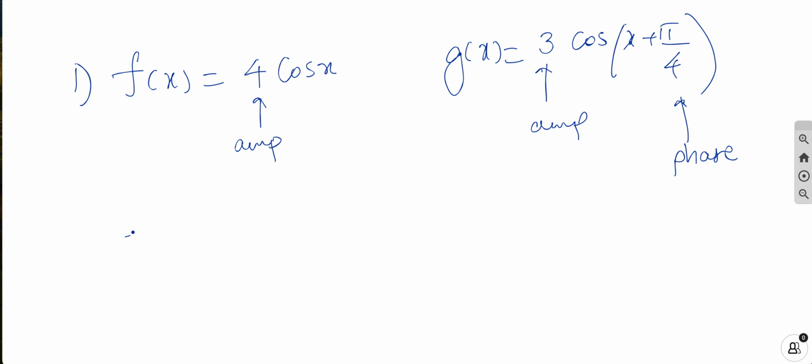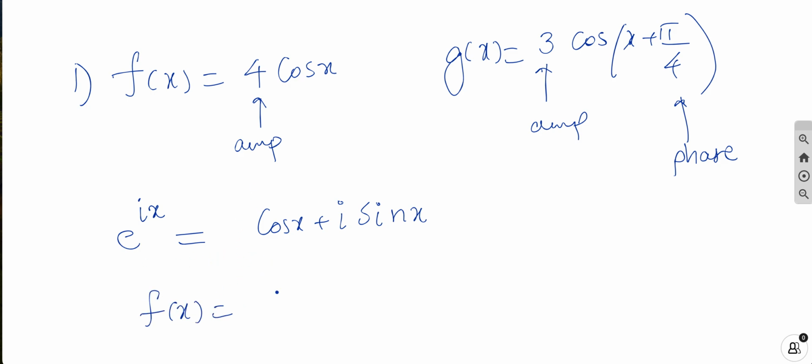So I know that e raised to ix, instead of theta I'm writing x, is equal to cos of x plus i sine x. That's what I learnt when I discussed the Euler's form of representation, isn't it? r is 1 here. Okay. So I can write f of x as the real part of 4 times e raised to ix.